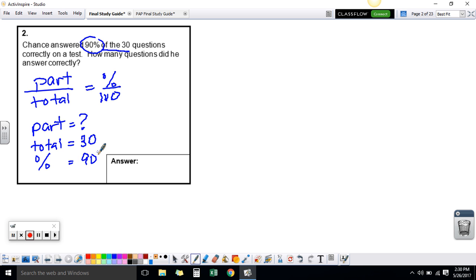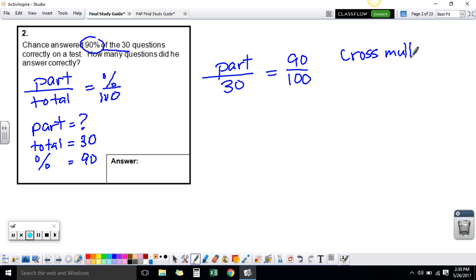And then our percent, we've got at 90% because it has a percent sign. So what we're going to do is we're going to go in and we're going to replace what we know with the words in the correct spot. So we don't know our part. We know our total is 30, so we're going to replace the word total with 30. And then our percent is 90 out of 100, and that 100 doesn't change. Okay, so we are going to cross multiply and divide, something that you are going to use in 7th grade a bunch, cross multiply and divide. So what you're going to do is you're going to cross multiply the two values that are diagonal from each other, and then you're going to divide by the third one to get the answer of the missing.